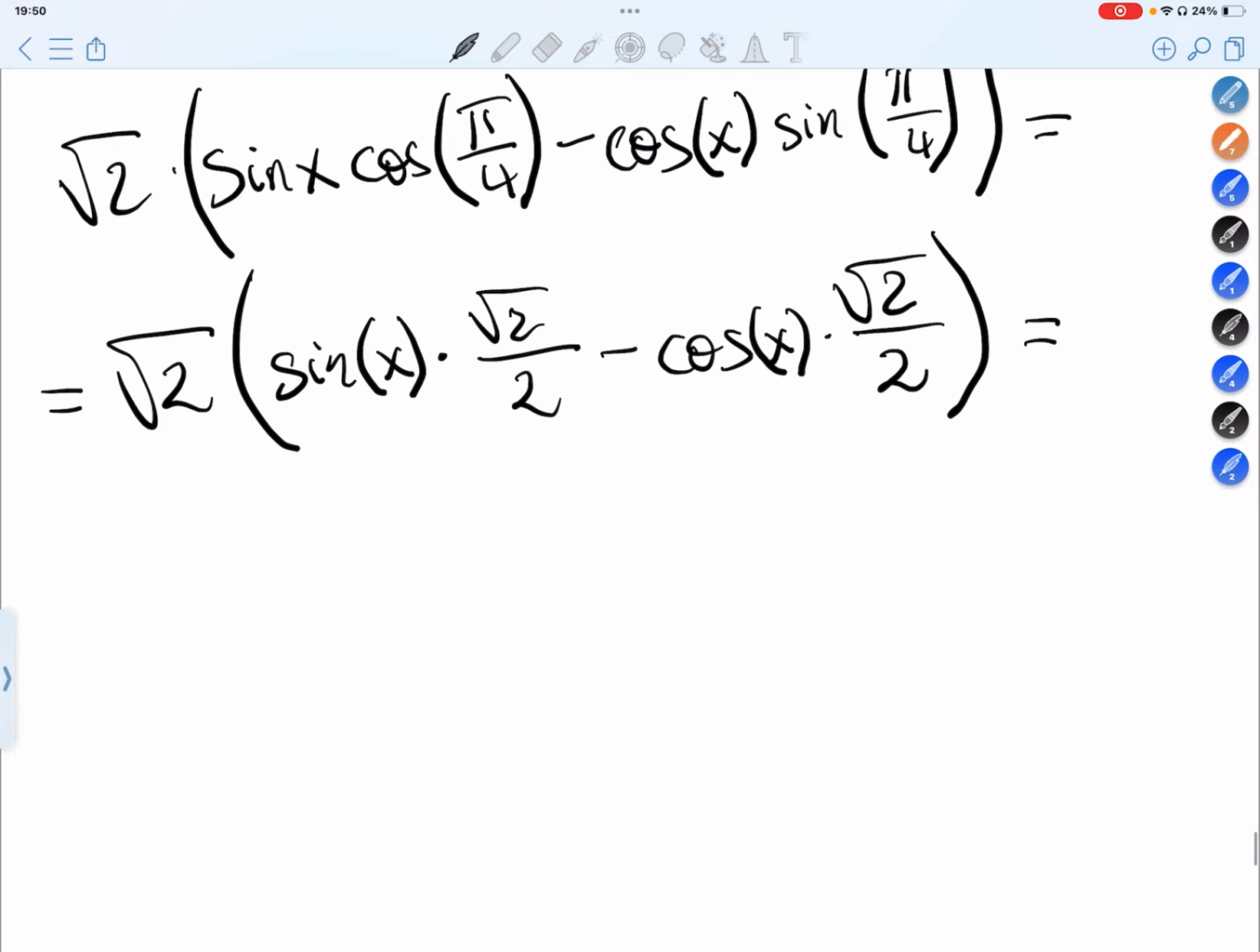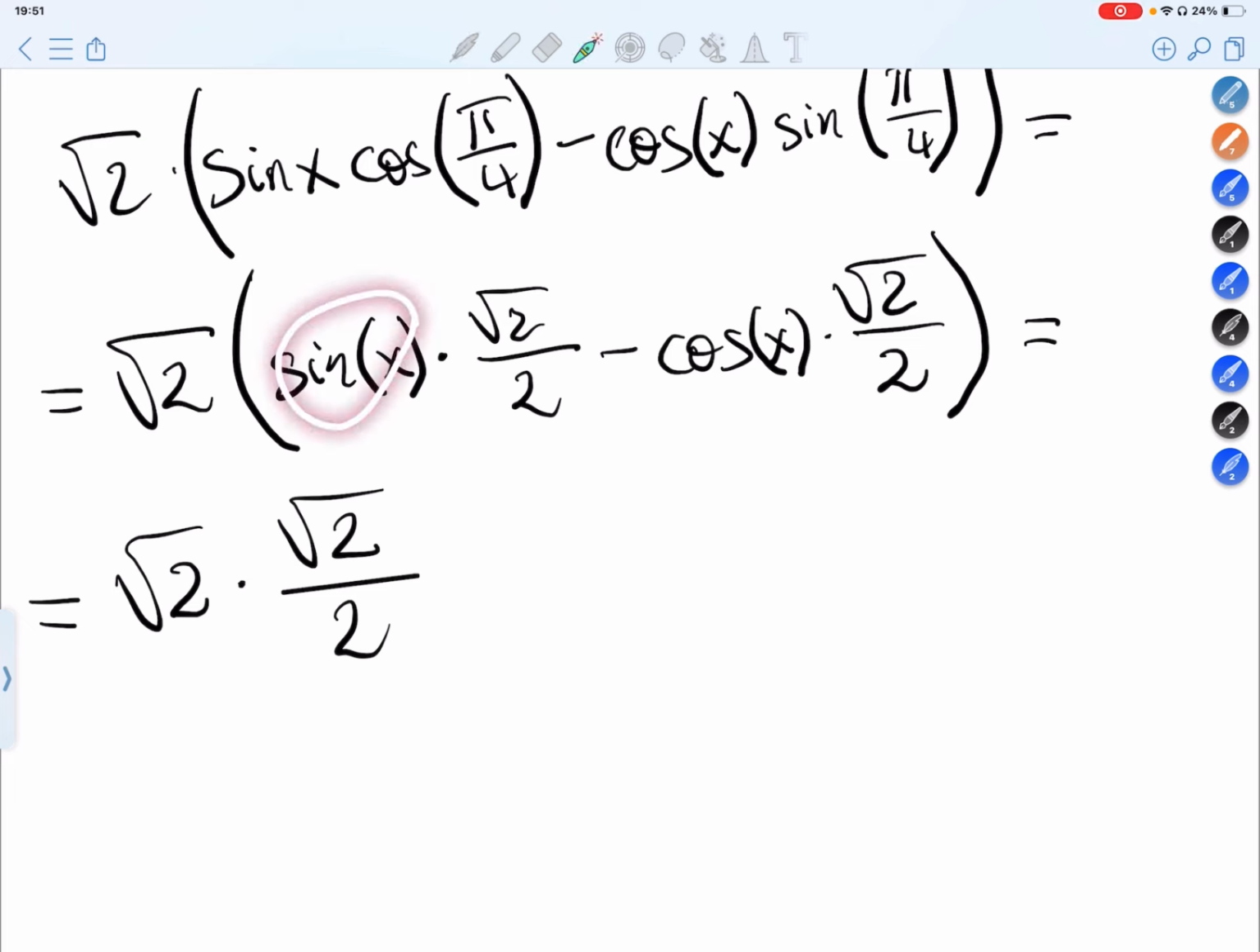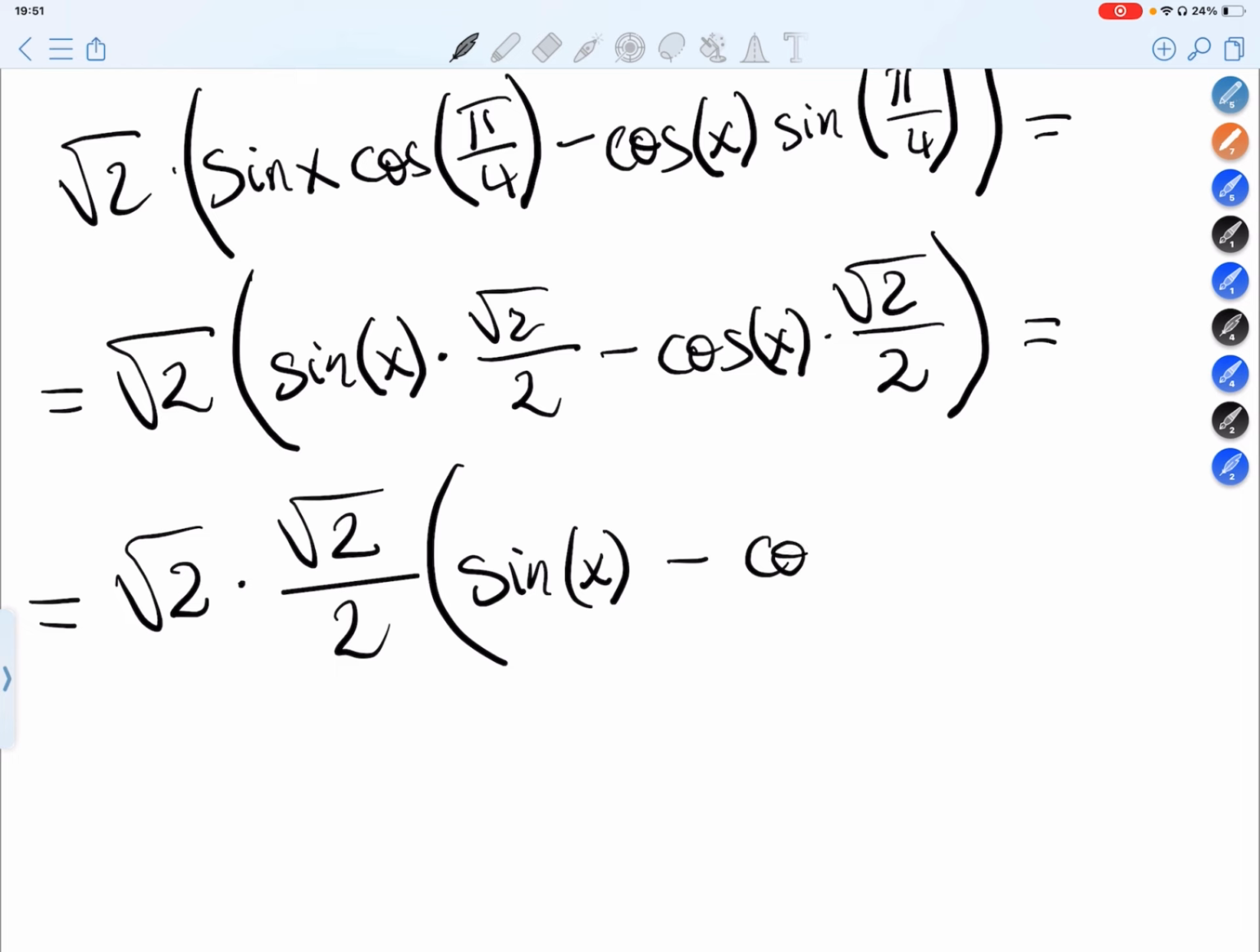Now our root 2 does not change here. We can see that we have root 2 over 2 in both terms, so I'm going to factorize it. If I take it out, we have root 2 over 2, and then we multiply by what is left, which is sine of x minus cos of x.